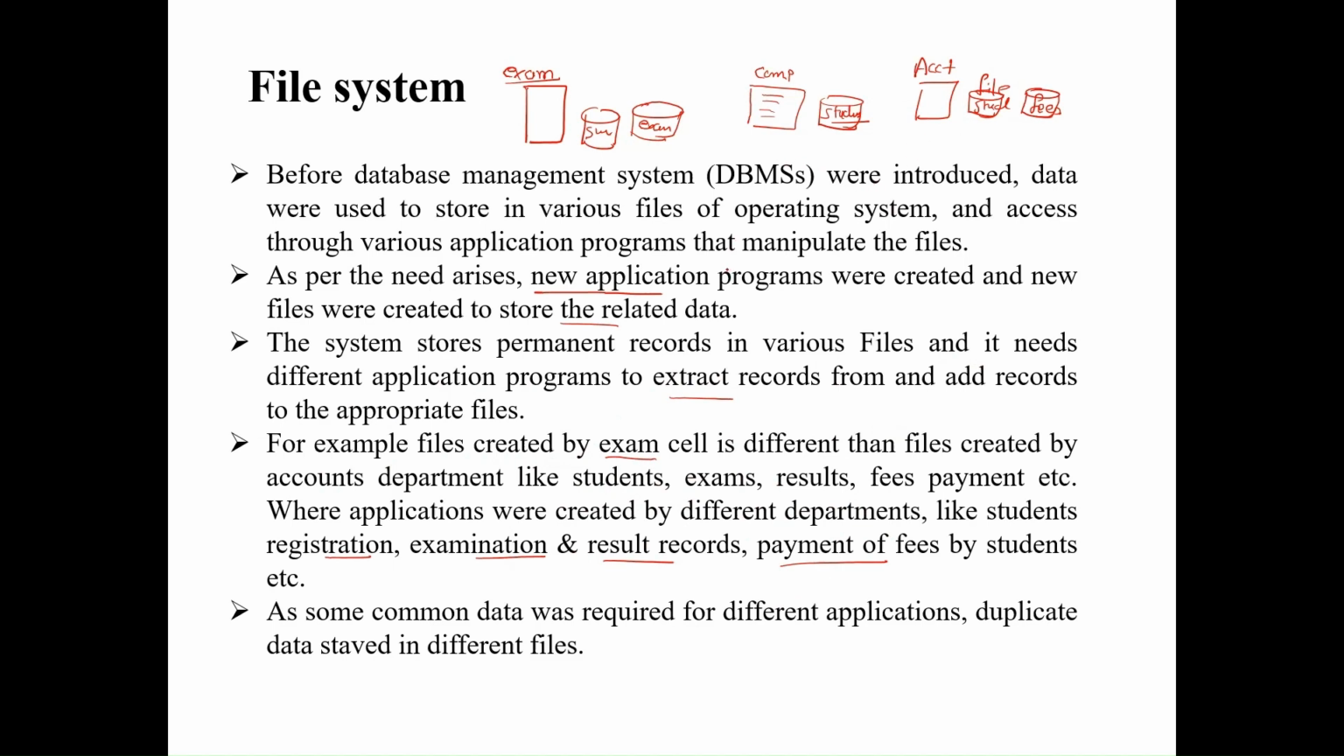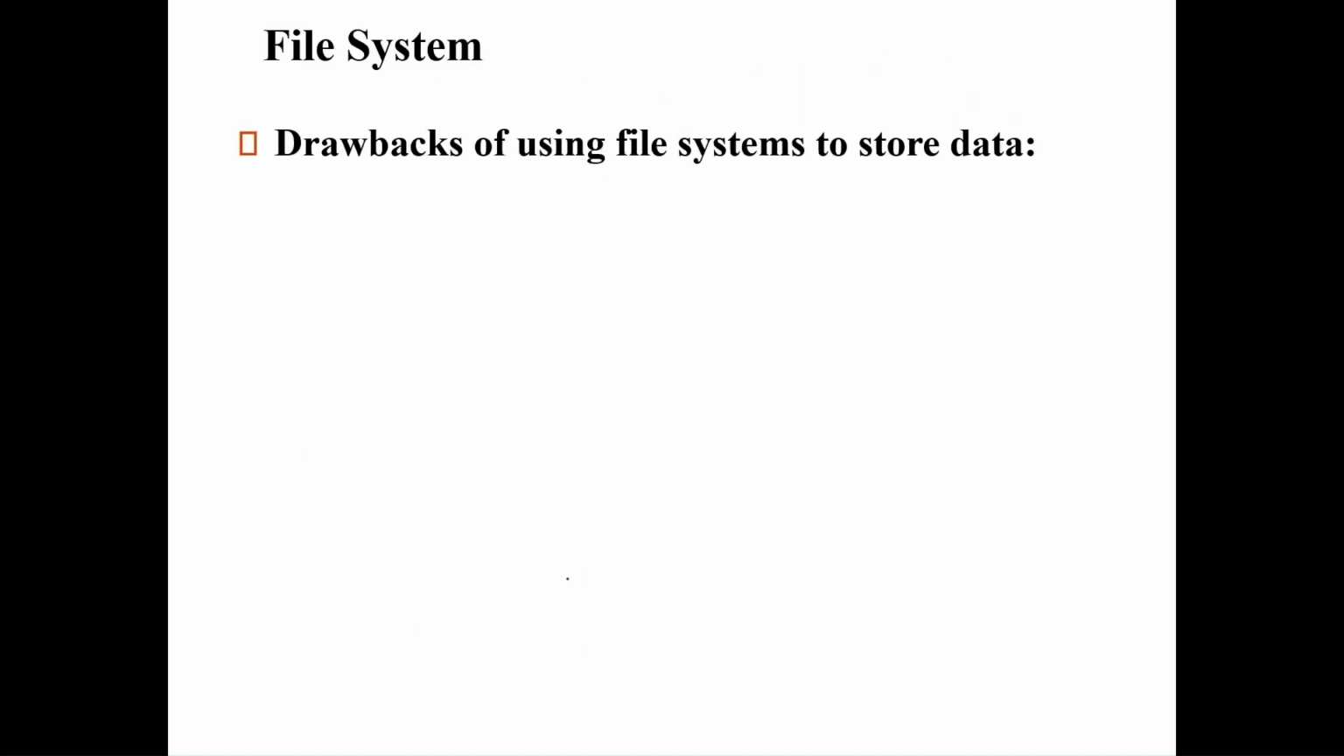But in this, what was the problem? The problem was when the exam cell wants to store the students' details, similarly the accounts department or computer department also wants to store the student details. So when the same data was stored in the files by different departments, the data was duplicated. So here we can say that as some common data was required for different applications, duplicate data was saved in different files.